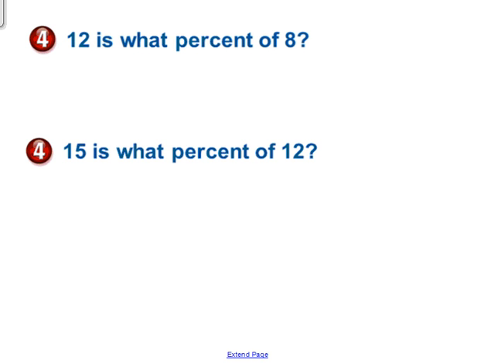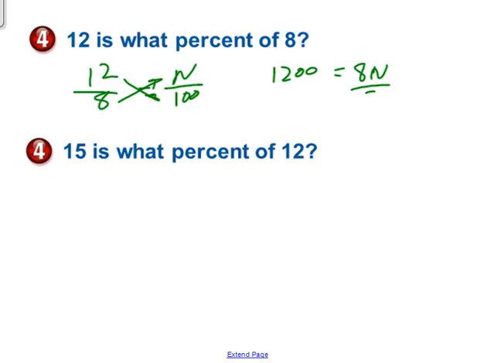Couple practice. 12 is what percent of 8? 12 over 8 is equal to n over 100. As I cross multiply here, 12 times 100 is 1200, which is equal to 8n. Divide both sides by 8. N then is equal to 1200 divided by 8, which is equal to 150. So 12 is what percent of 8? It's 150%.